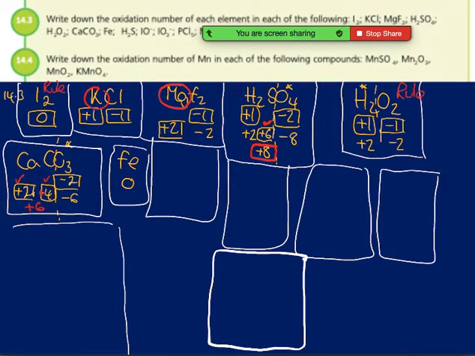Have we finished 14.3? I can see quite a lot of heads. Yeah? Okay, I'll go through the rest.